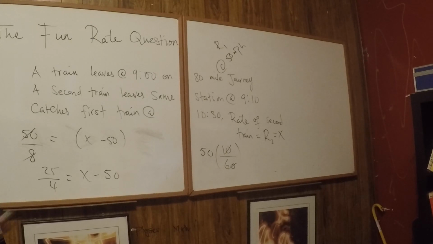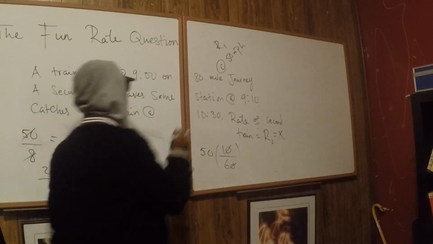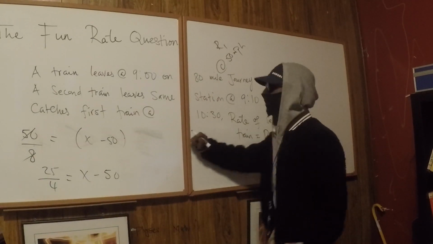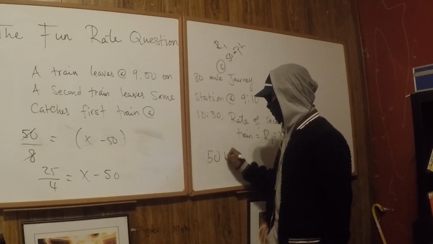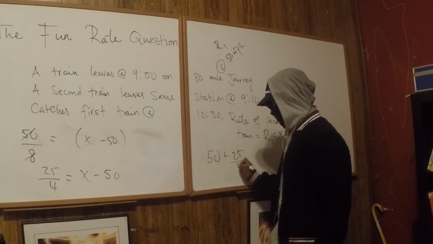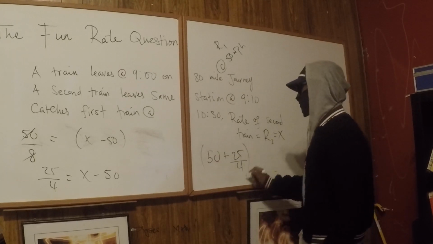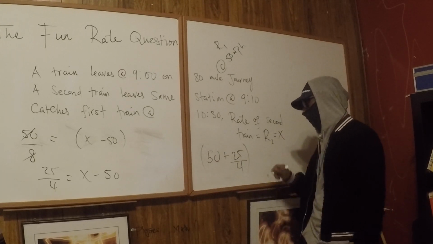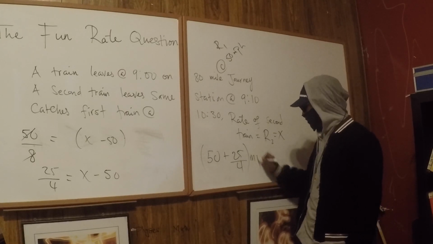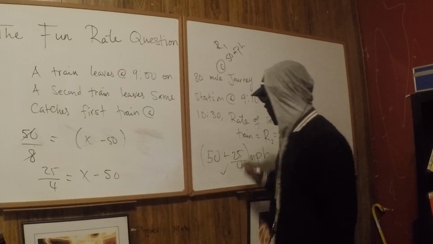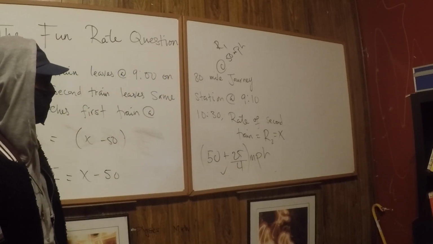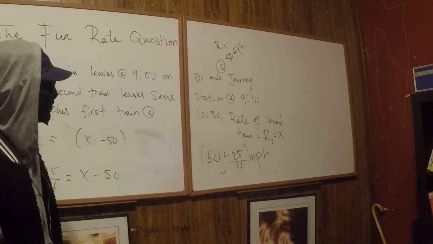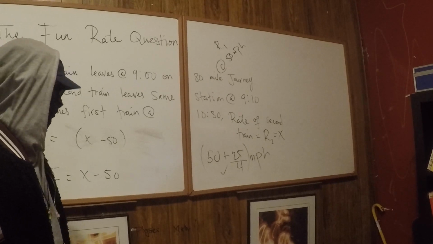So then we add 50 to both sides, and so the second train must have been traveling at 50 plus 25 over 4 miles per hour. I'm not much of an arithmetic man, so I'm going to leave it to you to figure out what that number is. It's not very hard to figure out. Like 24 over 4 is 6, so 6 and 1/4.